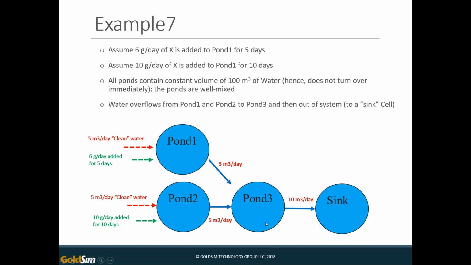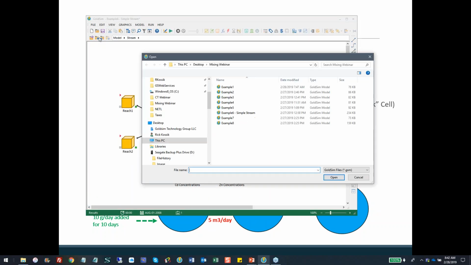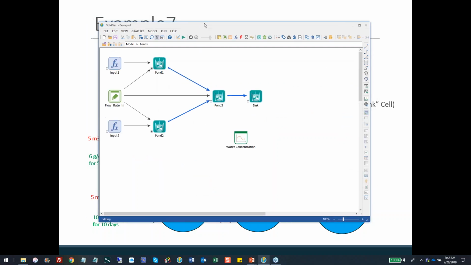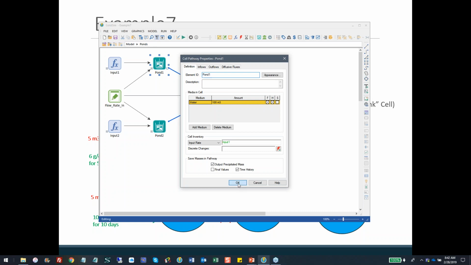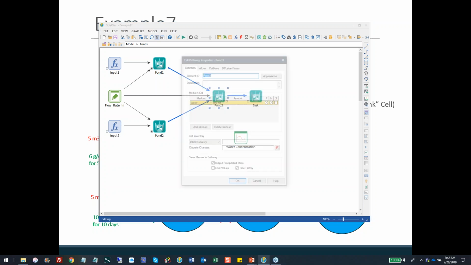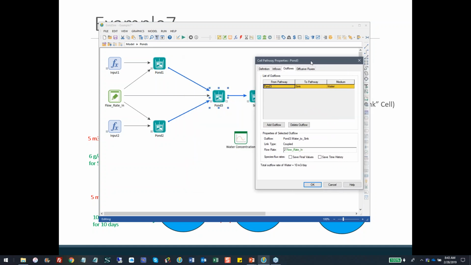Let's see how this works. Let's look at the concentrations in these systems. So open up a model that does that. It's this guy. And so there's our system. Basically I have 3 ponds. They all have a fixed volume of 100. Both of these ponds have 5 cubic meters per day coming in. This one has a particular input rate of how much mass is going in. This one has a different input rate of how much mass is coming in. And then these flow into this pond. So it has 2 inflows from pond 1 and pond 2. And then it flows out to a sink.